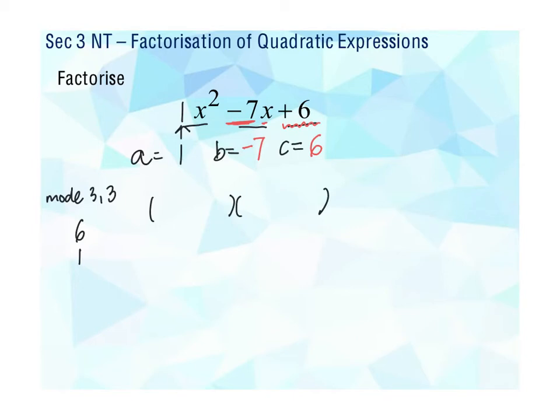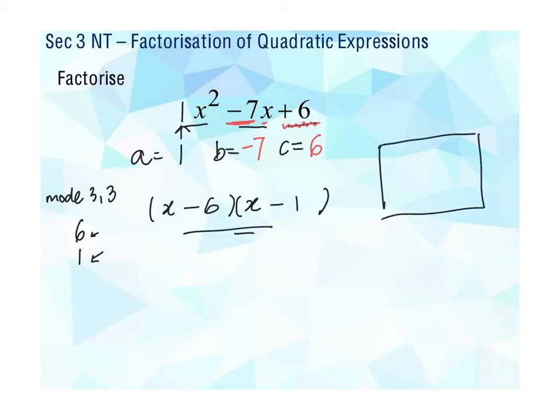What times what gives me x squared? X times x gives me x squared. And my calculator suggests to look at the numbers 6 and 1. So this is positive 6, I will write down minus 6. This one is positive 1, I will write down minus 1. So now this is just a shortcut. What is the correct working or the full understanding of the question?